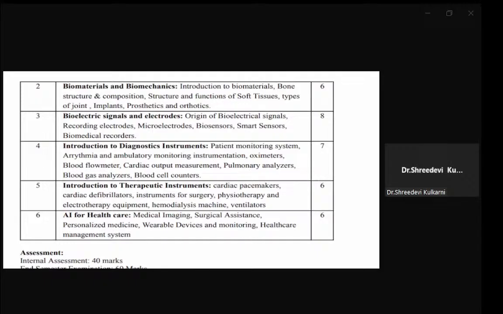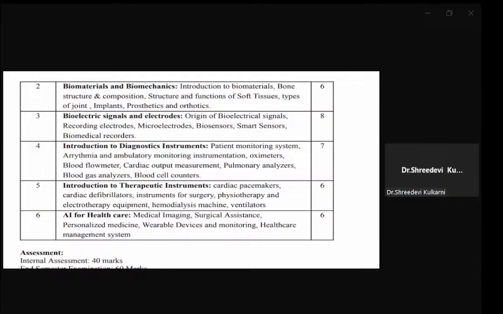So the categorization of the instruments was diagnostic and therapeutic. Apart from that, we have prosthetics, which are implants for a patient who has been amputated, or where there is any loss of a part of the body; they are going to be attached with a prosthesis. So all these three parts are going to be integrated into this particular subject.